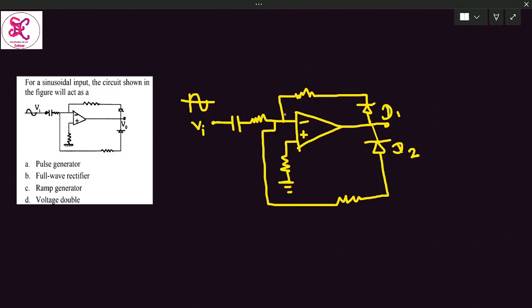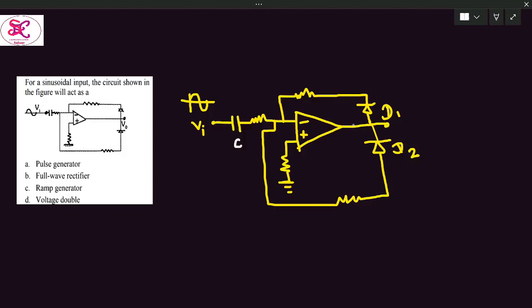Let's start the operation. In this circuit, capacitor C will block the DC signal and it allows the pure AC signal, the pure sinusoidal signal, at the inverting terminal of the operational amplifier. We know that if the input is positive half cycle, the output will be negative. If you apply the input at the inverting terminal, the output is out of phase compared to the input. So if the input is positive, the output will be negative, and if the input is negative, the output will be positive. So during the positive half cycle, the output will be negative, in amplified form.